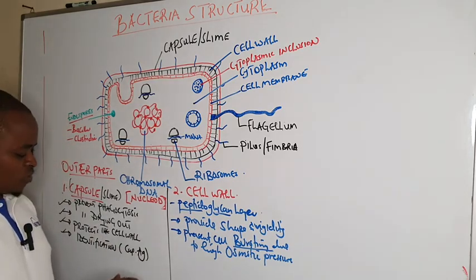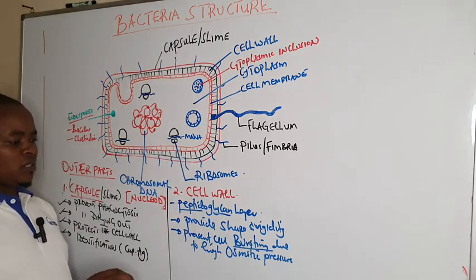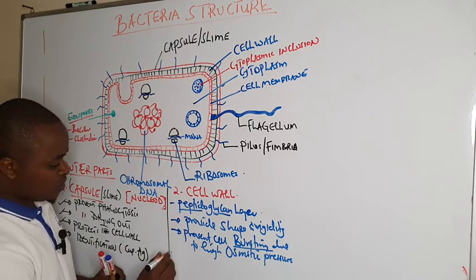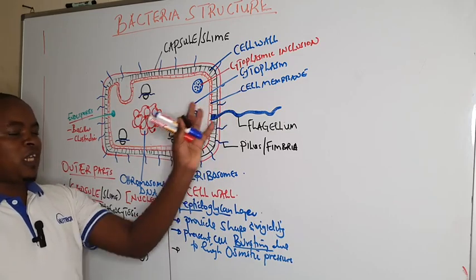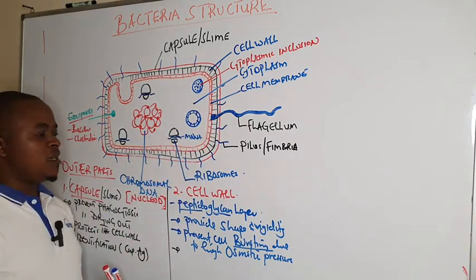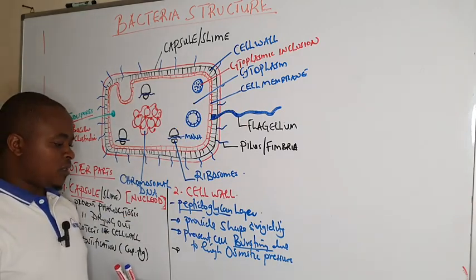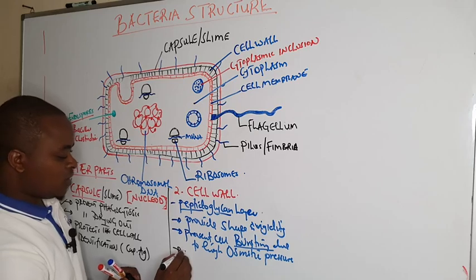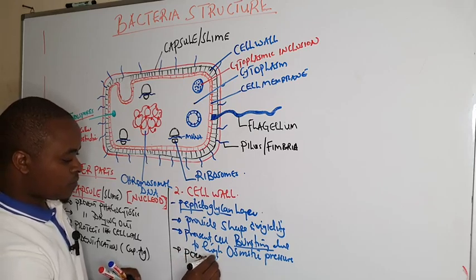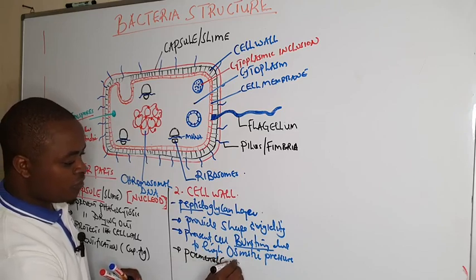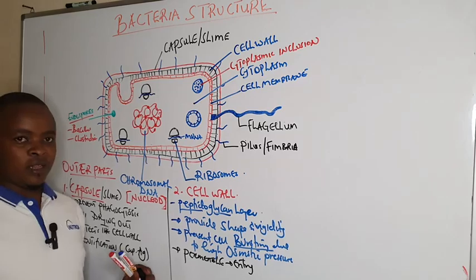And apart from these two functions, we are going to see that this cell wall also is permeable. And being permeable, it enables entry of materials within the bacteria. That is another thing: it is permeable and it enables entry of materials within the bacteria.